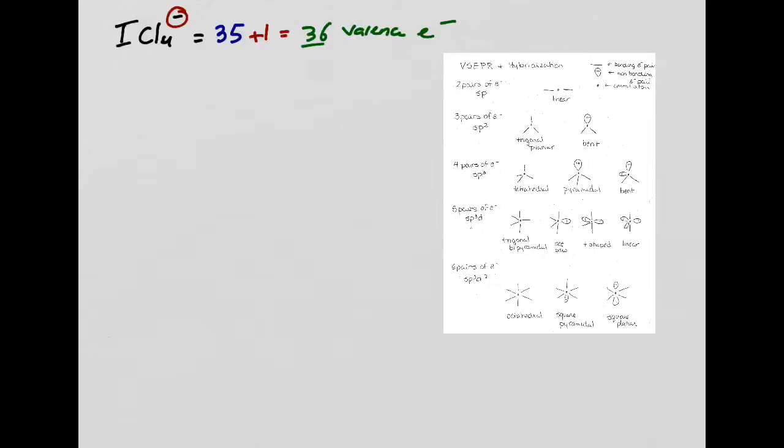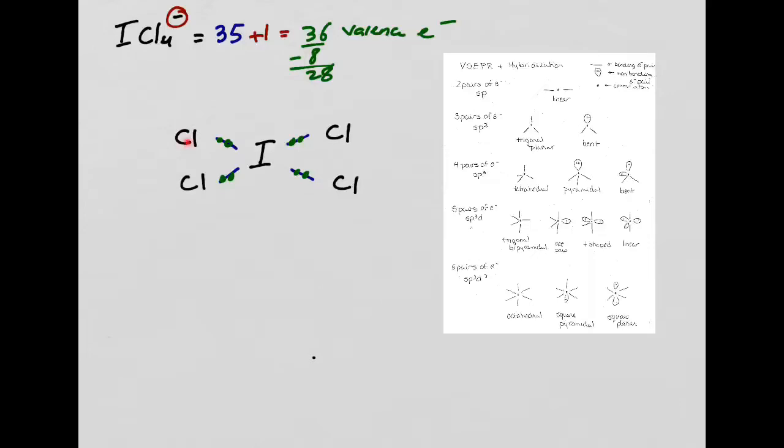Now, I is going to go in the middle. That part hasn't changed. And then I'm going to have Cl, Cl, Cl, Cl. Draw a bond between the center atom and the surrounding atom. Now, remember again, each bond has 2 electrons. So 1, 2, 3, 4, 5, 6, 7, 8. I've already put down 8. 36 minus 8 is 28.